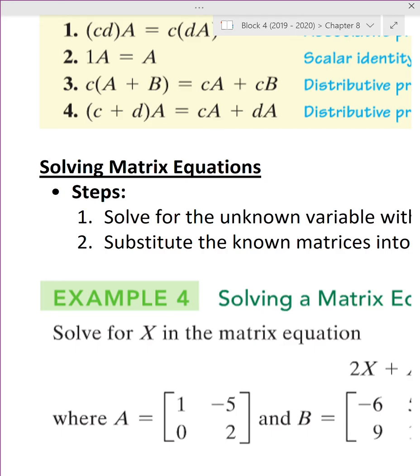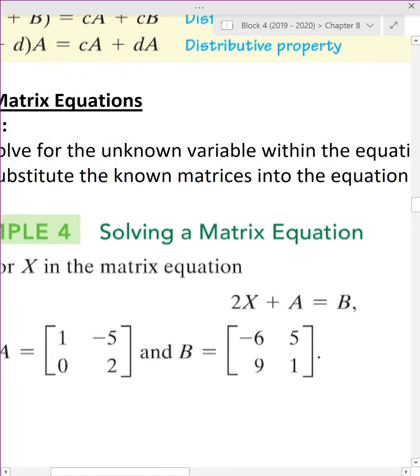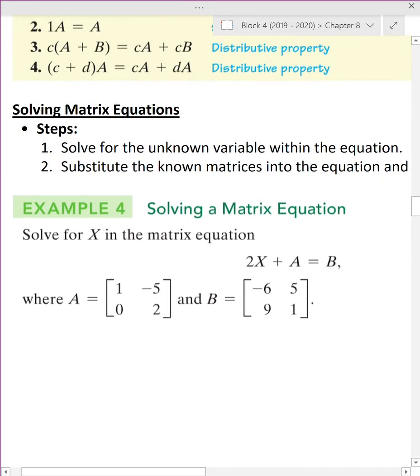So, solving matrix equations. I'm going to give you something like example 4. Solve for X in the matrix equation 2X plus A equals B. I'm going to give you matrix A and matrix B. Since X is capitalized, you know that you are going to get a matrix as an answer. Now, instead of plugging in matrices A and B right away, I suggest you follow these steps.